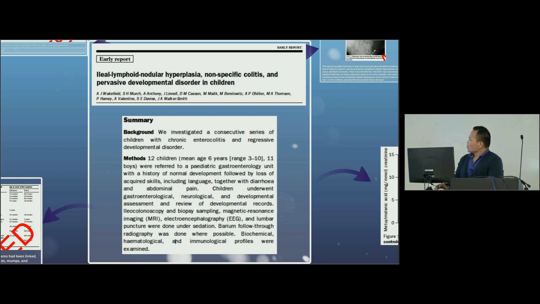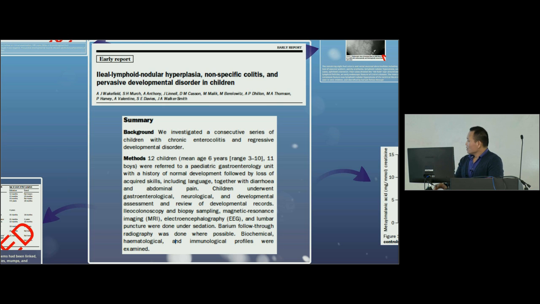And these children were referred to the pediatric gastroenterology unit with a normal history of development. However, they lost some of the acquired skills, including language, together with diarrhea and pain. The children underwent gastroenterological examination and neurological development examination. They did a bunch of tests on them. They actually took biopsies. They went into the intestines and got little tissues from the intestine. They did MRI. They did EEG.